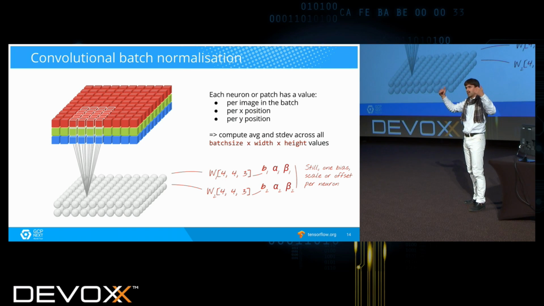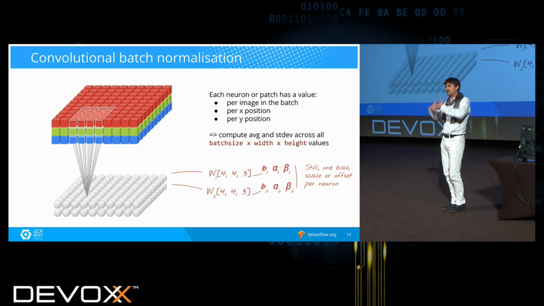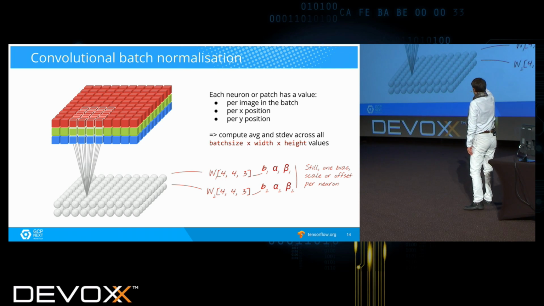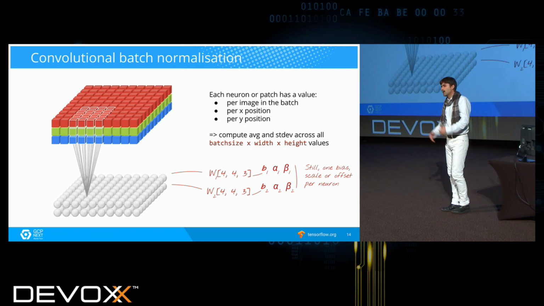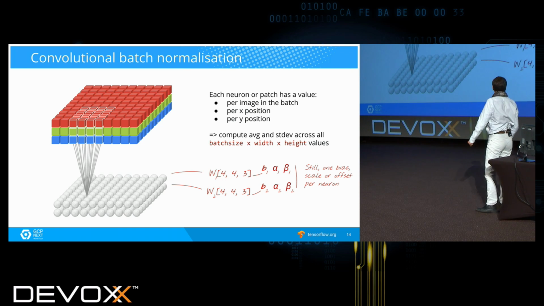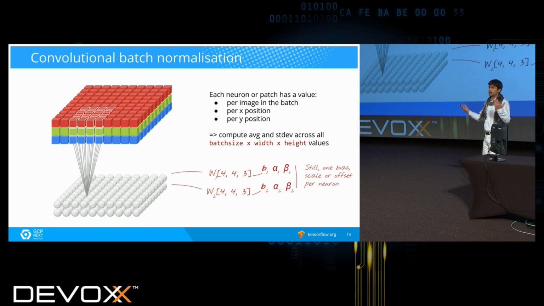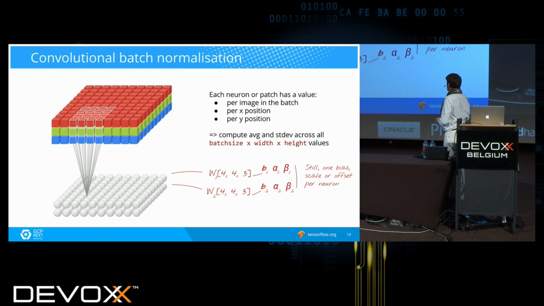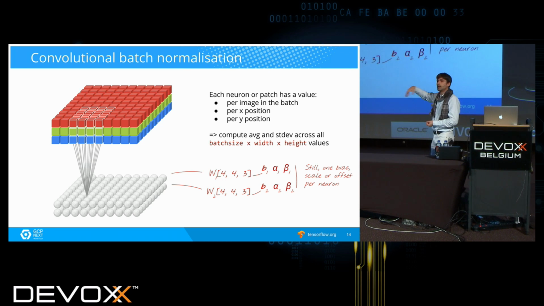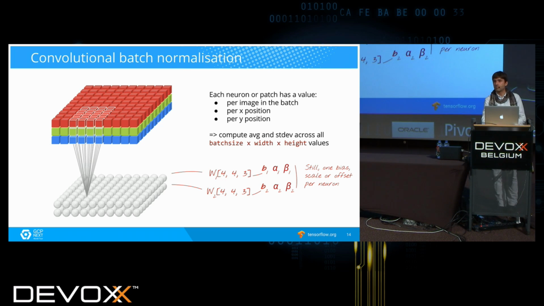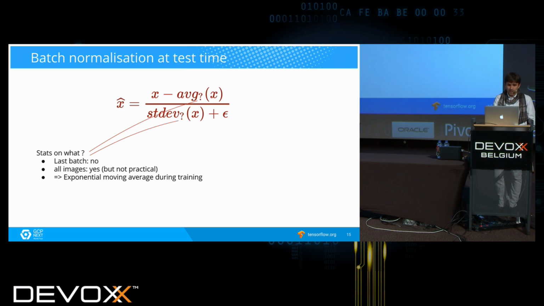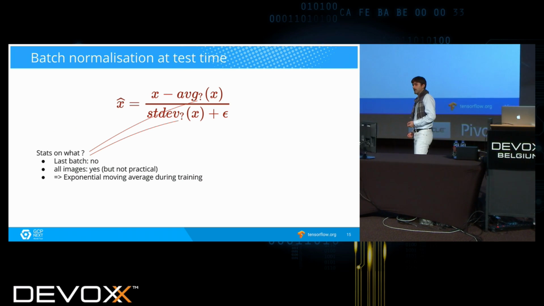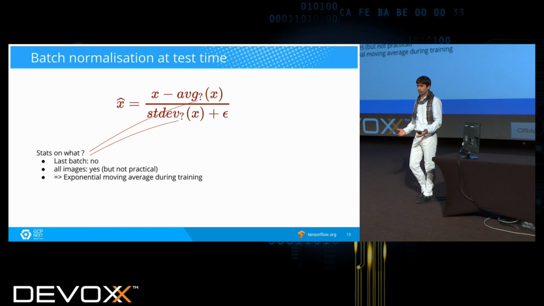The averages and standard deviations, which you were computing previously on the whole batch, in a convolutional layer you need to compute on all the images in the batch and all the positions in X and Y of your neurons. So it's just the computation of the stats that is different. But you still have one scale factor and one offset factor per neuron, just as you had one bias factor per neuron previously.